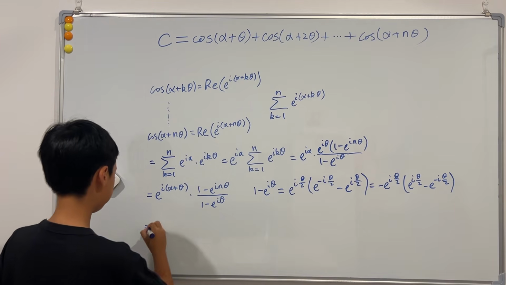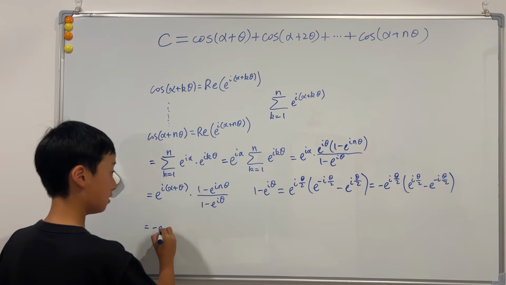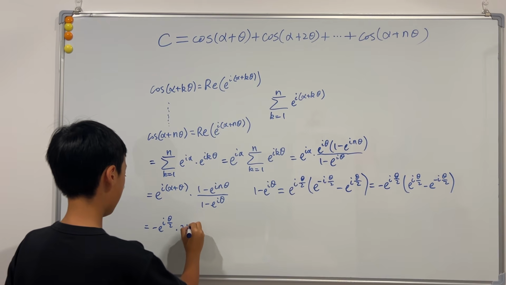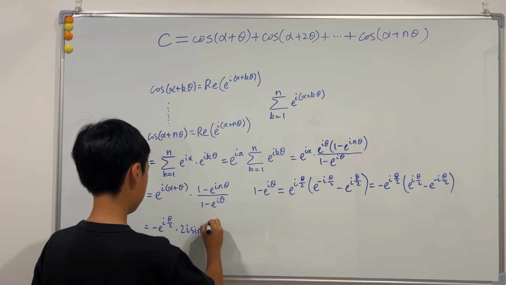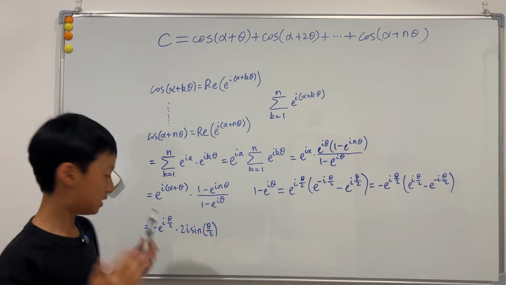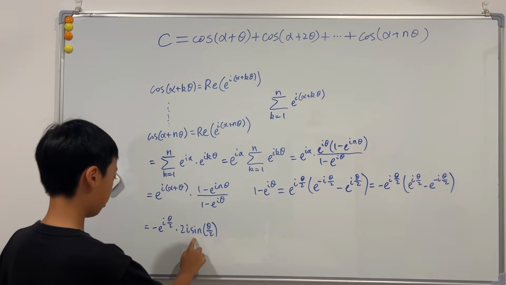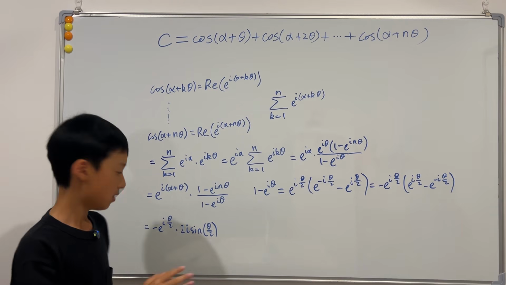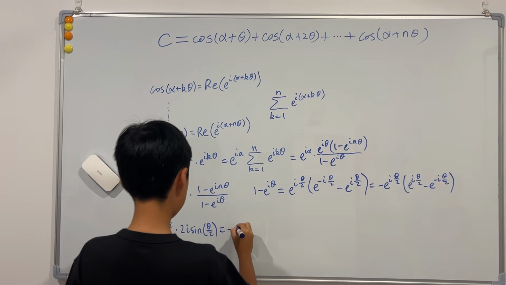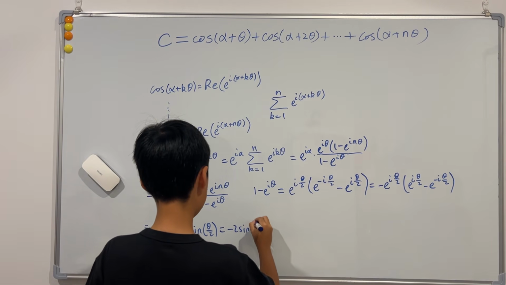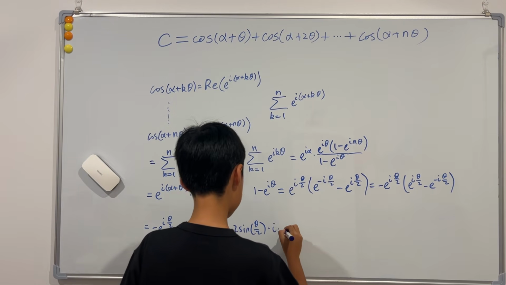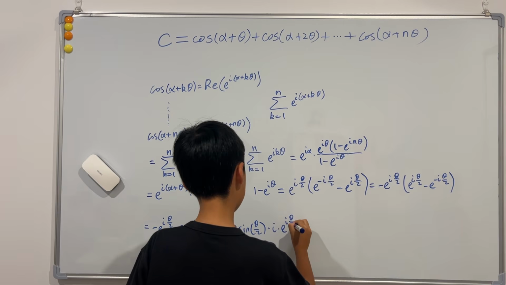So this will become negative e^(iθ/2) times 2i sin(θ/2). Now, we can make this a bit simpler by putting the terms without the i at the front and the terms with the i at the back. So it will become negative 2 sin(θ/2) times i times e^(iθ/2).